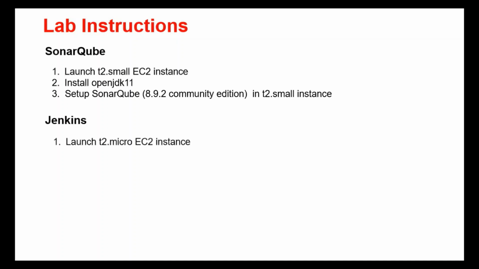Now, as part of the Jenkins setup, I'm going to launch a t2.micro instance and install Jenkins on this instance. Then again install OpenJDK 11. Then we will go ahead and install Jenkins. Then we will be installing Maven and Git because I'm going to use my project. The source code is available in the GitHub repository, and I'm going to use Maven to compile the code.